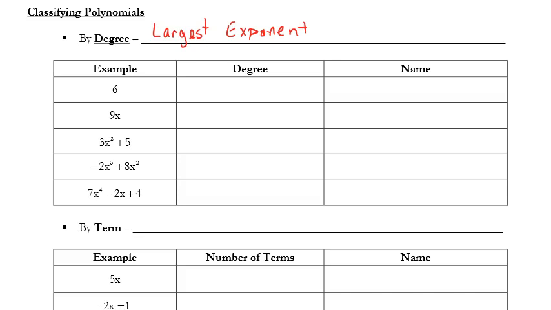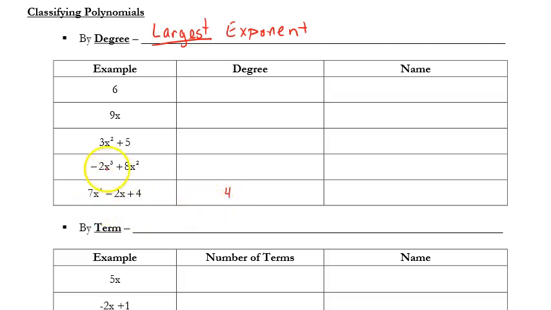When we are classifying polynomials by degree, we're looking for the largest exponent. We're not looking for all of the exponents. We're not looking for one of them in particular, like the first one, but the largest one. So as I go through this, I look at my list. In this polynomial, the largest exponent is 4. I have a 4, a 1, and that's an exponent of 0. So the largest degree here, the largest exponent, is a 4.